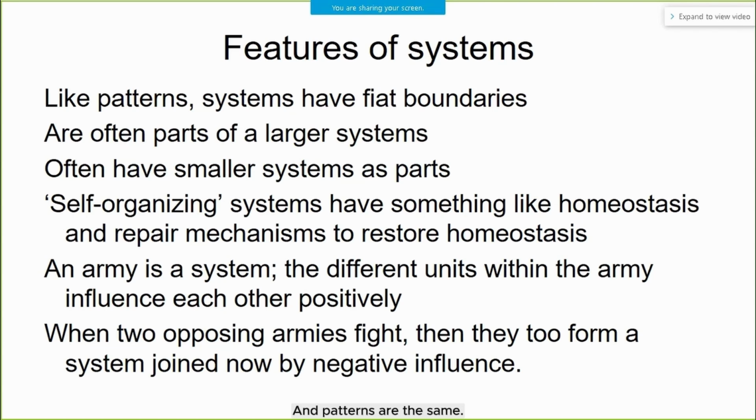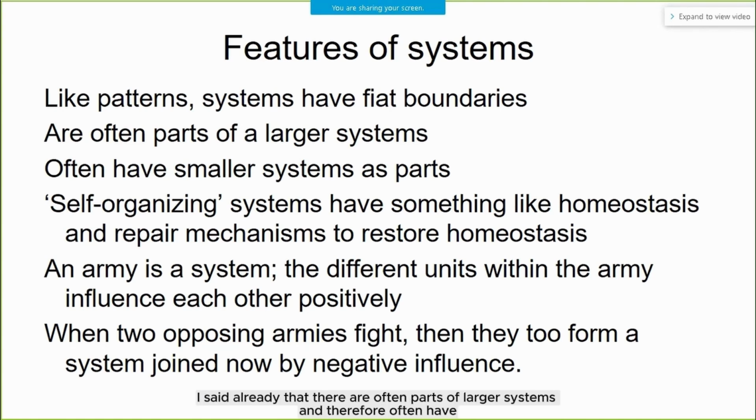And patterns are the same. So if we have the pattern, which is the pattern of letters on the screen here, then where does this pattern start and stop? Does it include all the margins? Does it include both the shadow here as well as the white margin? There is no one answer to that question. Does it only go as far as the letters, or does it include the spaces between the letters? So that's characteristic of patterns, that they have fiat boundaries.